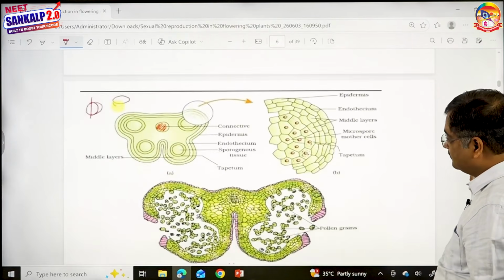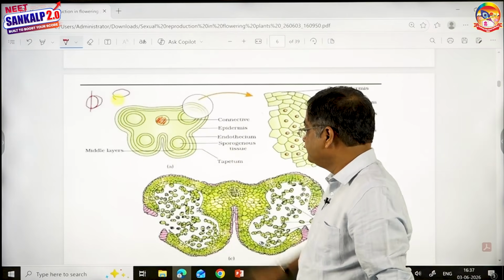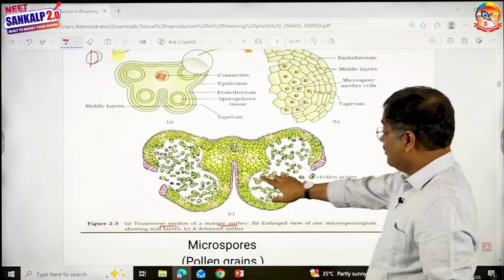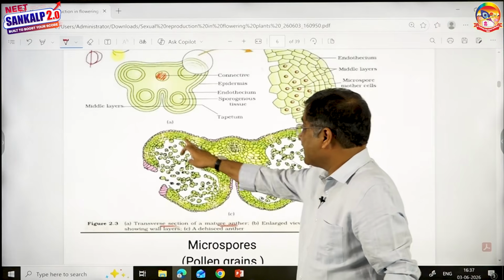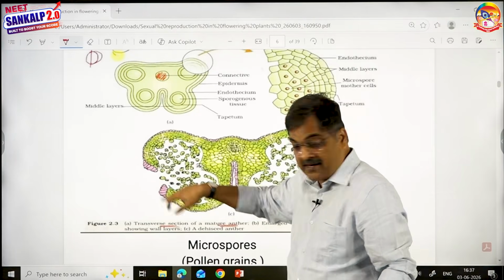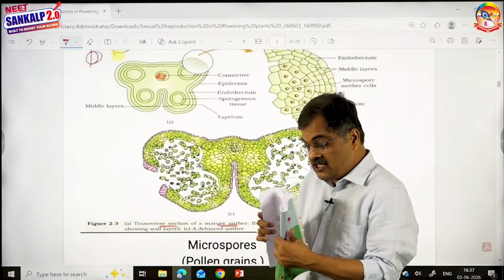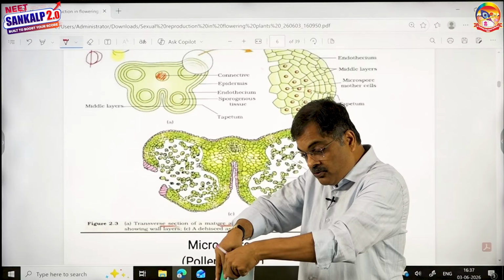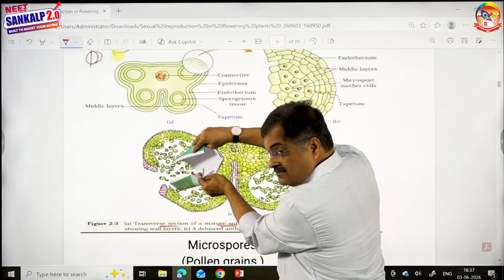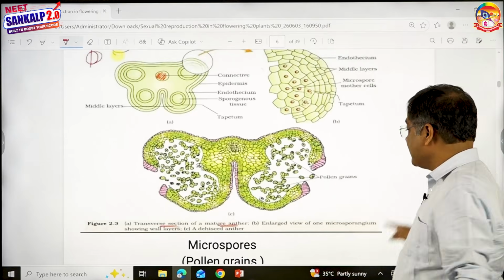This is easy. This is a young anther. You could see the 4 theca. This is a mature anther. Why do I say mature anther? By this time the tapetum, the innermost layer, and the middle layers have degenerated. You could see why it is a mature anther. You could see this is breaking along the longitudinal groove, in transverse section, for the 2-cell pollen grains to get liberated.